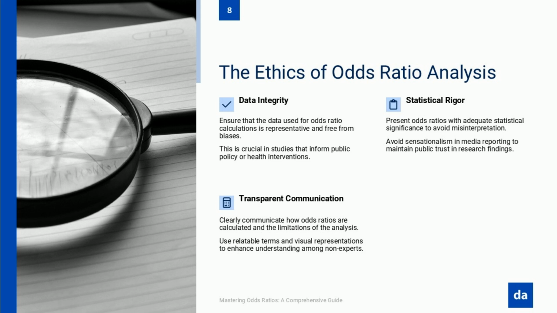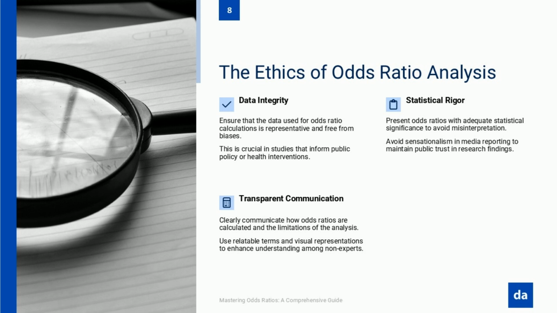They must be presented alongside other relevant information, including the prevalence of the outcome being studied and the specific characteristics of the population. Without this context, odds ratios can be misleading, potentially causing public misunderstanding and eroding trust in scientific research. The responsibility of data scientists in this ethical landscape is paramount. It's not enough to simply calculate odds ratios and present them as objective truths.